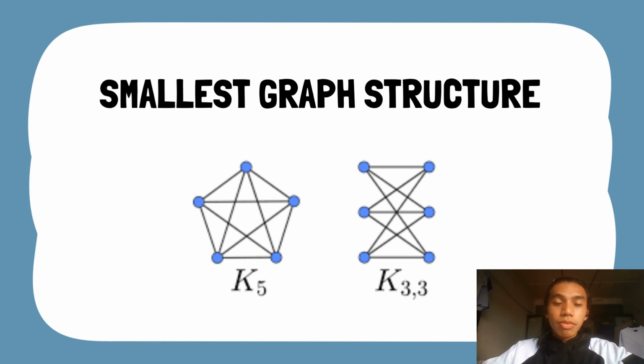And the same goes for K33. There is no possible way to draw K33 without any edge crossings. And thus any graph with a subdivision or subgraph of K33 and K5 is not a planar graph.